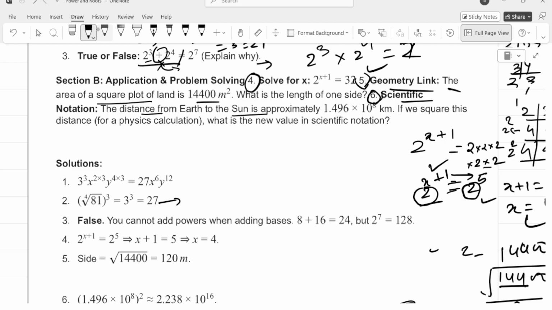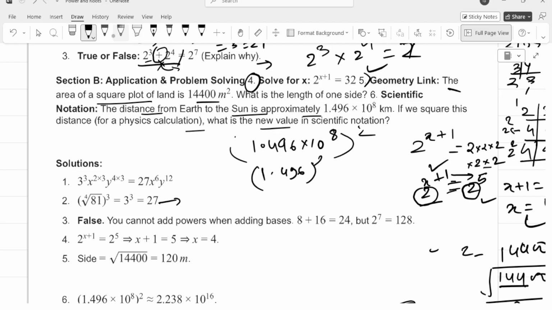The distance from Earth to the Sun is approximately 1.496 into 10 power 8. Here is the distance between Earth and Sun. If we square this, what is the value when you square this? That is a very big challenge. 1.496 square into 10 power 8 into 2, so 10 power 16. That is very difficult to solve.